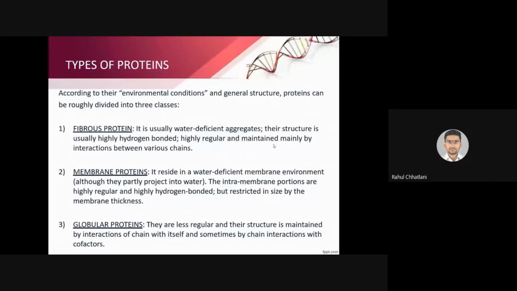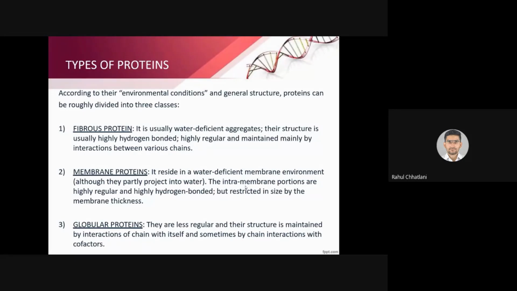The intramembrane portions are highly regular and highly hydrogen bonded but restricted in size by the membrane thickness. So fibrous proteins and membrane proteins are both water deficit. But the main important difference is that membrane proteins are majorly present in intramembrane portions, within the membrane. The membrane has two layers, an outer layer and an inner layer. The outer layer communicates with the outside of the cell, the inner layer communicates with the inside of the cell. So whatever proteins are within the cell will be membrane proteins, and they will be responsible for allowing to and fro motion of ions and other proteins.